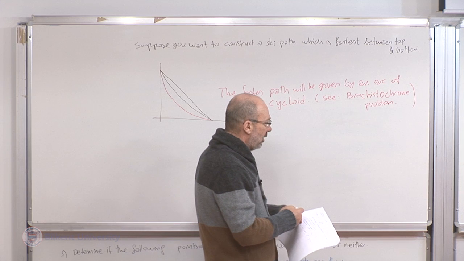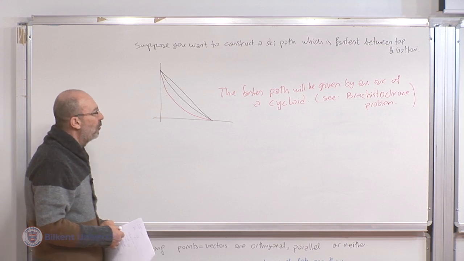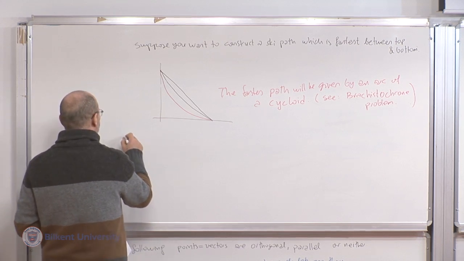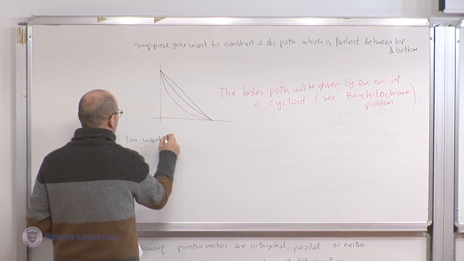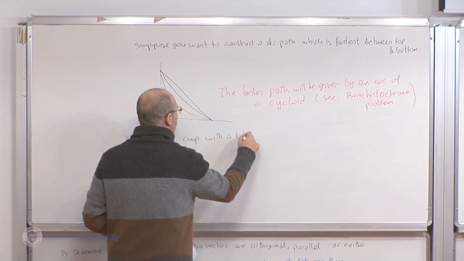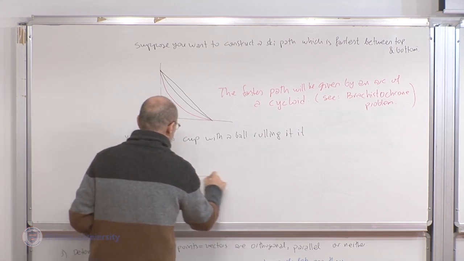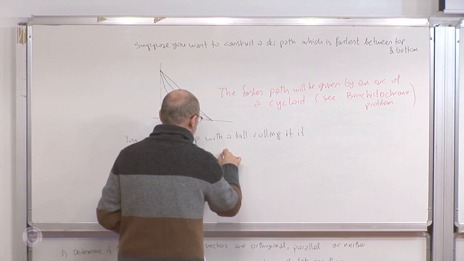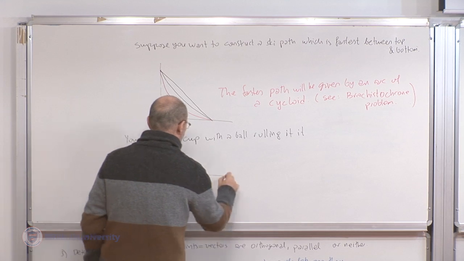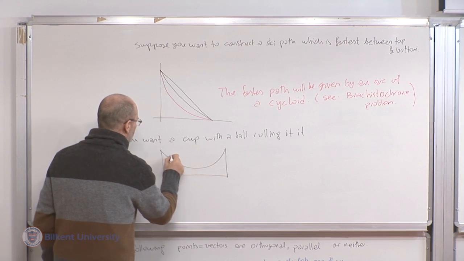Another problem which was not related to this, but it's measuring time. Before the invention of smartphones, measuring time was a problem. So you want a cup with a ball rolling in it. Okay, so you want a cup like this. The cross section will be something like this. Okay, so it's supposed to be symmetric. So let me draw it again. Okay, so there is a ball here.